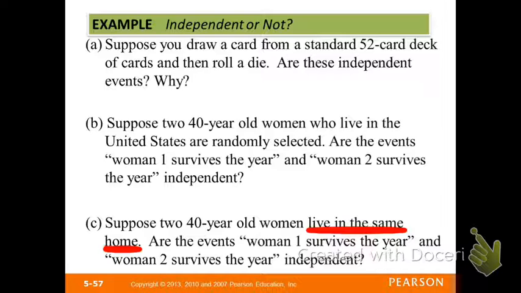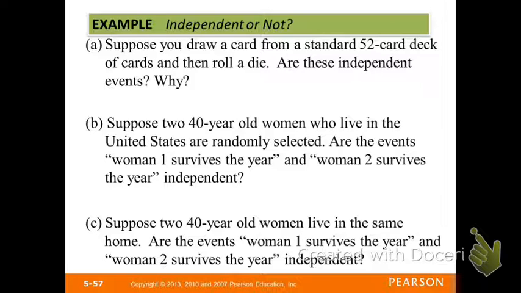For example, woman 1 gets the coronavirus. She survives, but she gives it to woman 2, and she does not. So her survival has a direct effect on the other woman's non-survival. Or they got into a domestic disturbance, and woman 1 kills woman 2. Woman 1 survives the year, but woman 2 does not survive the year.